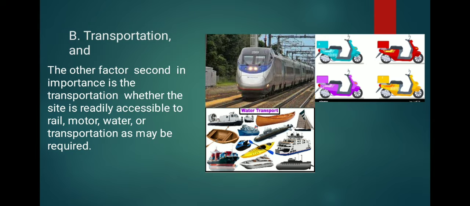So next is transportation, an important factor, where the site should be readily accessible to rail, motor, water, or other transportation as may be required. Even without transportation of their own, we will have the road, making it easy to transport the materials and supplies and easy to move out the products.